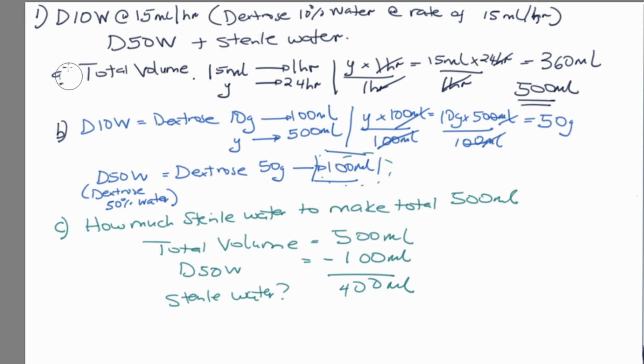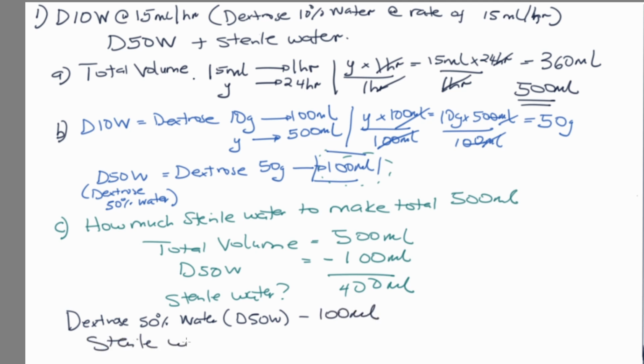So to make D10, or rather dextrose 10% in sterile water, we will require dextrose 50% water, or D50, 100 mLs, so we will draw 100, and sterile water QS to 400. You need 400 mLs to get a total of 500 ml total volume.